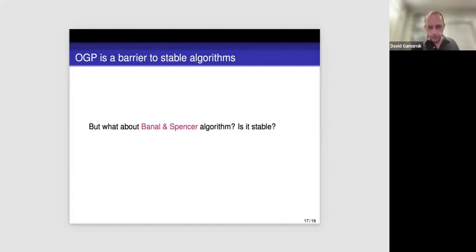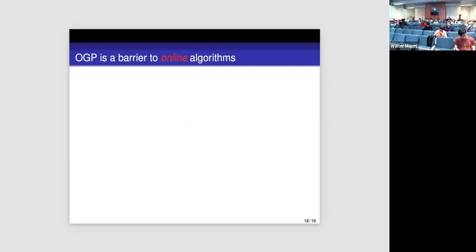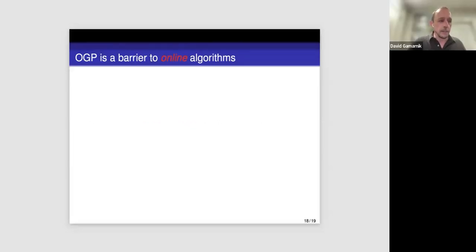Is there a way around that? And then a new idea came, which was just to look at the same problem from a different angle. What properties does the Bansal and Spencer algorithm have? Maybe it has a different property that is also ruled out by this multi-overlap gap property. Well, as it turns out, Bansal and Spencer does have an important algorithmic feature. It is an online algorithm.